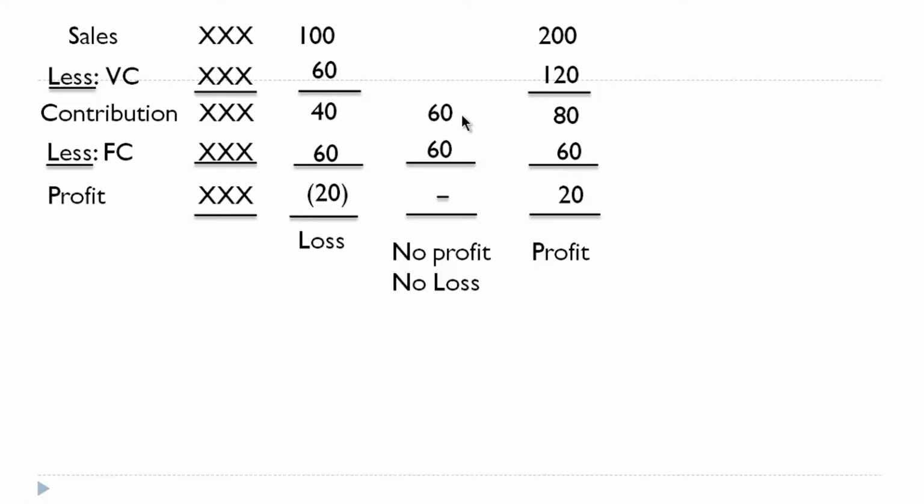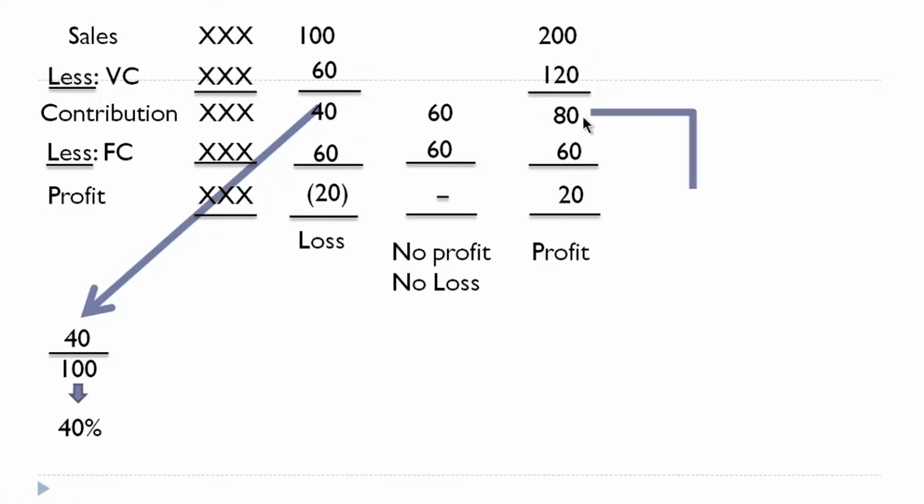60. So now this is going to tell us something very important, the percentage of contribution to sales. Look at here, the 40 is the contribution when the sales was 100, right? The 40 is the contribution when the sales was 100. It means the contribution percentage is 40. And 80 is the contribution when the sales was 200. So 80 on 200, it means the contribution was also 40.